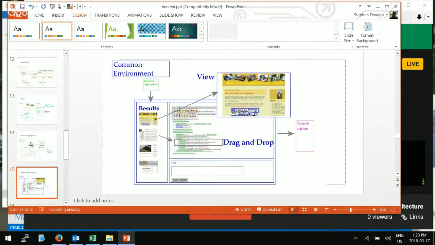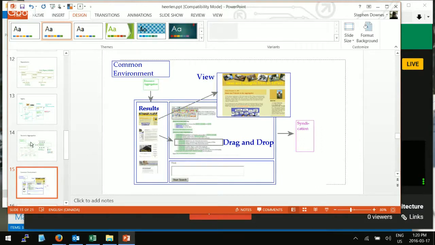All of this should happen in a common environment. There are many ways that a common environment can be created, but I've always used the very typical three-pane model as the way I begin thinking about these things. The left-hand side is the results of the aggregation. It's the list of resources that are available to you after they've been sorted and filtered, etc.